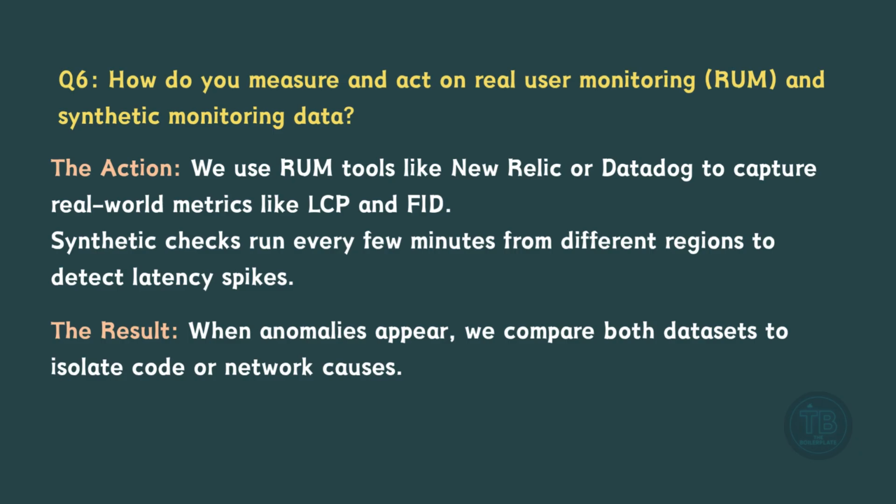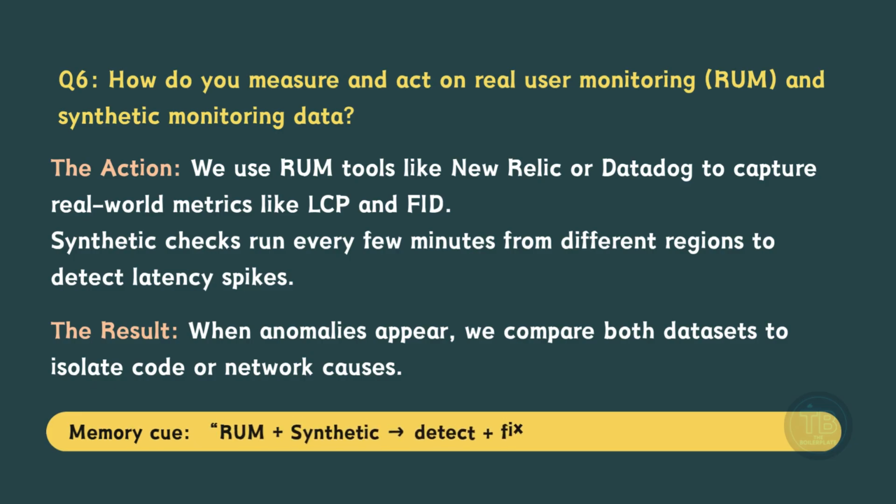It's completely fine. But the question is how do you measure and act on real user monitoring and synthetic monitoring data? What we can use is these tools, New Relic or Datadog, to capture real-world metrics. What are real-world metrics? Like LCP and FID. Synthetic checks run every few minutes from different regions to detect latency spikes. So if there is any delay, it will be captured and logged. When anomalies appear, we compare both datasets to isolate code or network causes. So the memory cue is: RUM plus synthetic will detect plus fix real issues fast.